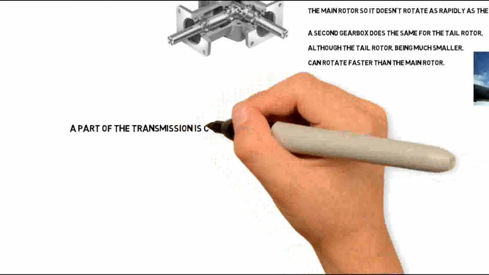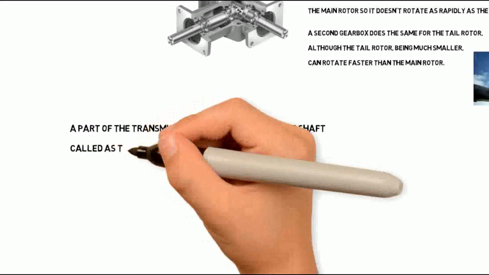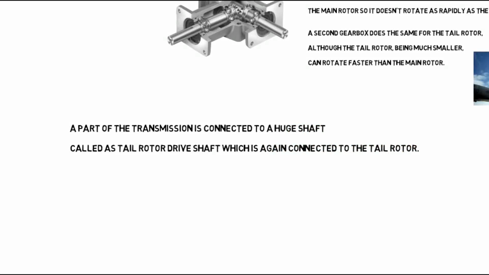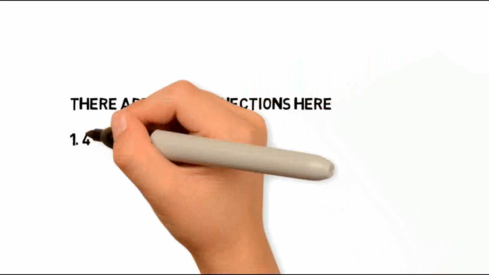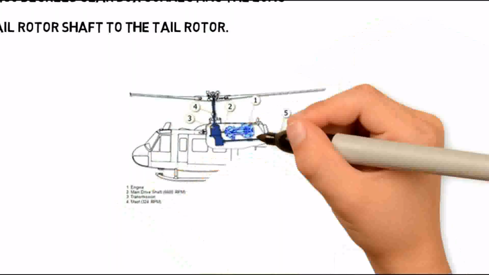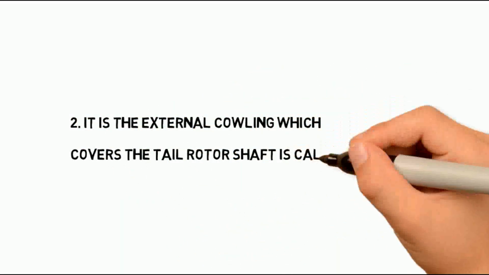A part of the transmission is connected to a long shaft called the tail rotor drive shaft, which is again connected to the tail rotor. There are two connections here. One is a 45-degree gearbox connecting the long tail rotor shaft to the tail rotor. And the second one is the external cowling which covers the tail rotor shaft. It is called the tail boom.